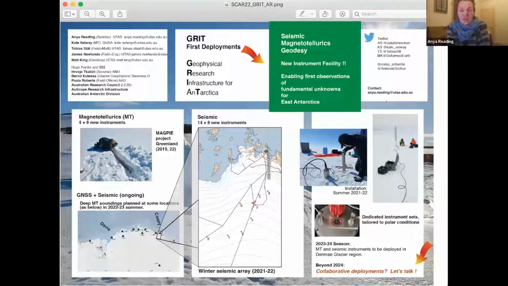We are looking to a quite major season, not this coming Antarctic season, but in 2023-24, possibly in the Denman Glacier region, with some shallow targets on the ice-bedrock interface. And beyond 2024, I'm certainly interested in collaborative discussions. There's my email address in the corner there, if anyone wants to make contact with myself, Kate or Matt.